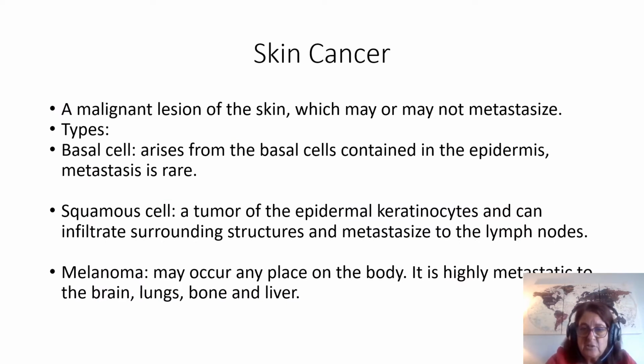Basically, it's a malignant lesion that may or may not metastasize. You've got your basal cell, which is from the basal cells in the epidermis, and it's rare for that to metastasize. A squamous cell is a tumor of the epidermal keratinocytes. It can infiltrate surrounding structures and metastasize to the lymph nodes. Melanoma, like I said, that's the big one. That one can occur any place on the body, and it's highly metastatic to the brain, lungs, bone, and liver. That one will kill you.